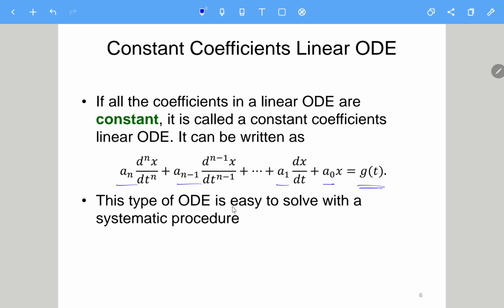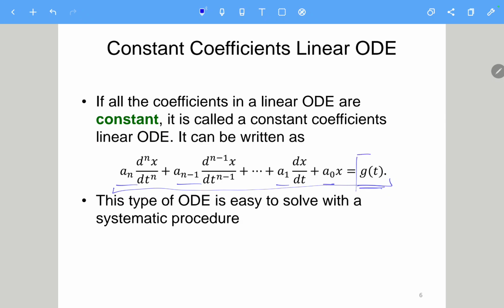This type of ODE is easy to solve with a systematic procedure. Of course, you may still find it difficult, but at least it is the easiest type of ODE, because if the ODE looks like this form, you can be very sure that it has a solution, and you know the procedure to calculate it. Although the procedure may be tedious, you don't need to think. You only need to follow the procedure, then you can find the solution.